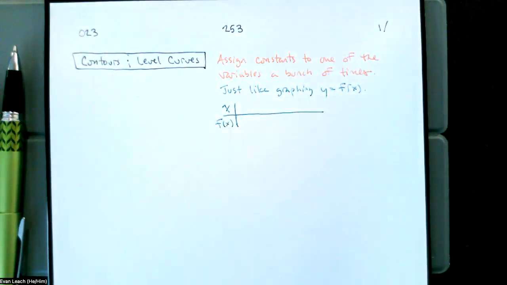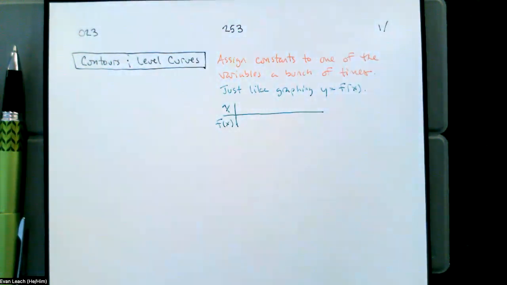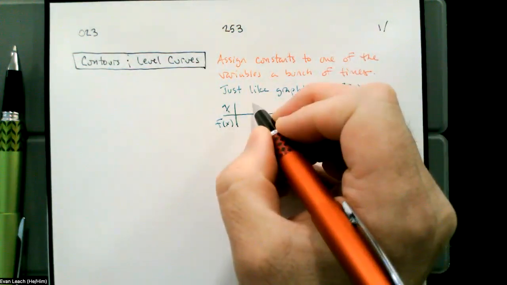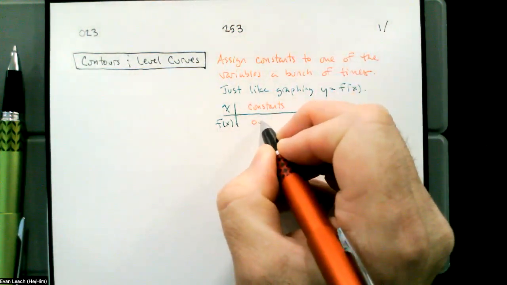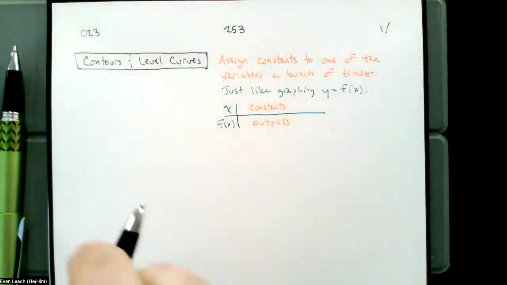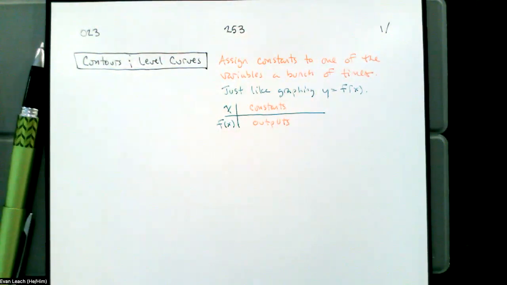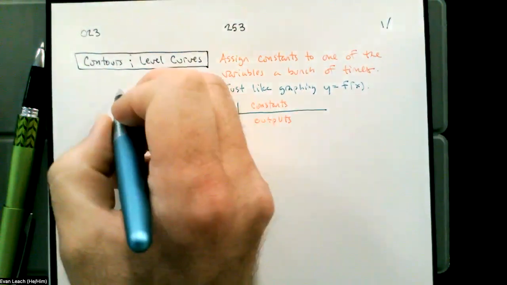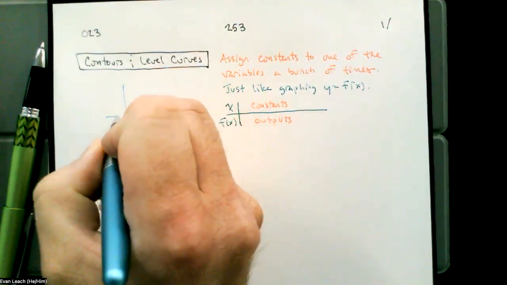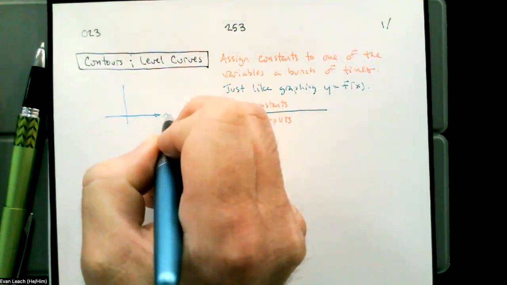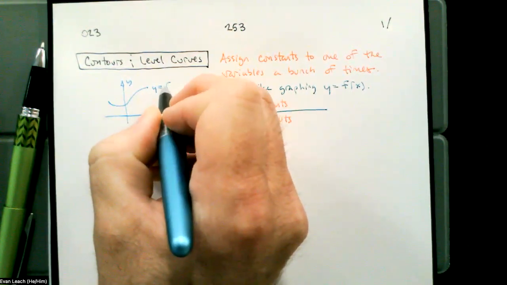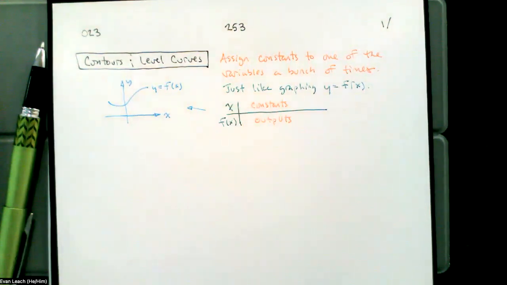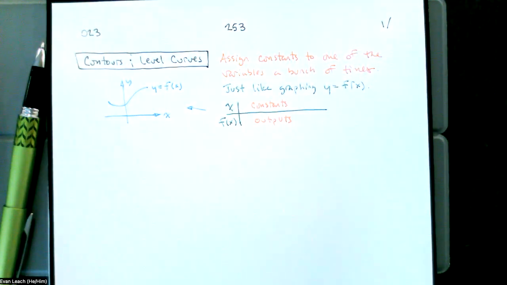We'd make a table of values. We'd assign a bunch of constants. We'd get the outputs. And then we'd use that to produce a graph. Just plugging in a bunch of constants and plotting the height above the x-axis.